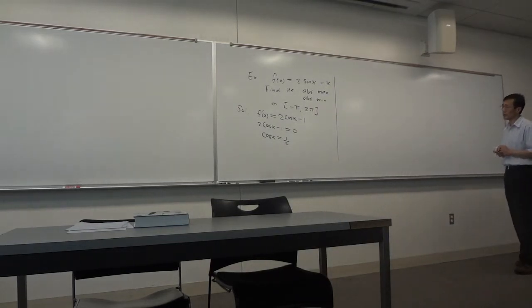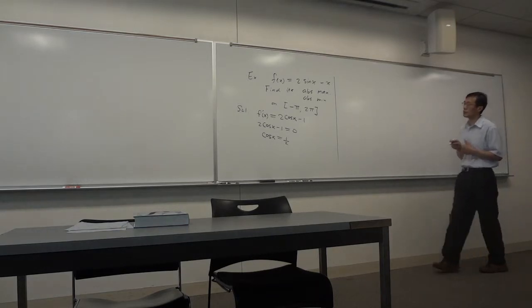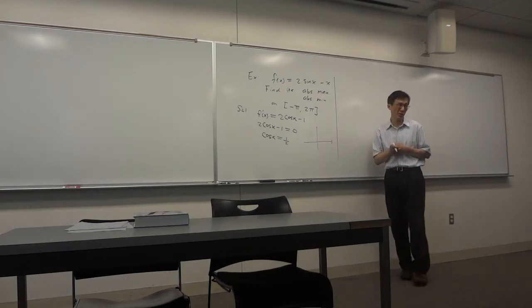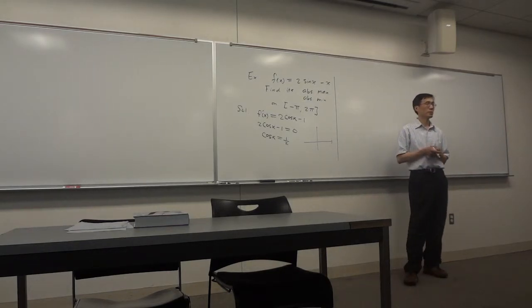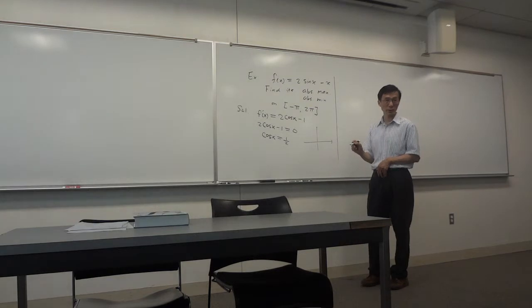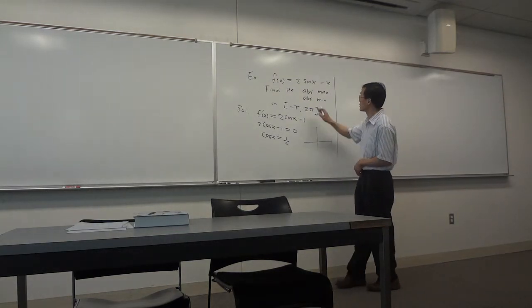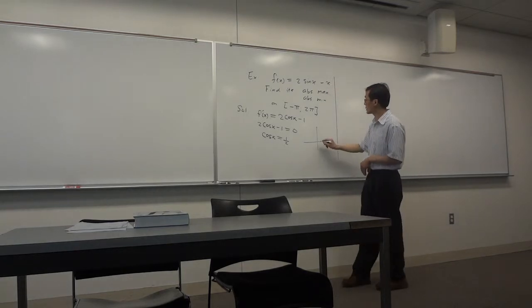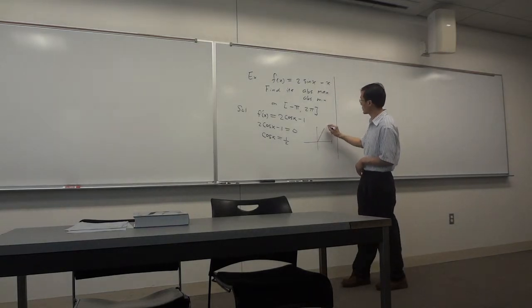So cosine equals 1/2. What you really need is the picture. First of all, cosine equals 1/2 has a special angle. Which one is that? 60 degrees. I think a lot of us know that. By the way, you want to say x equals pi over 3 rather than 60 degrees. So you know there's one angle here, which is pi over 3.